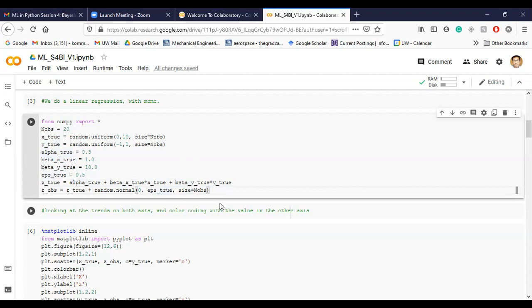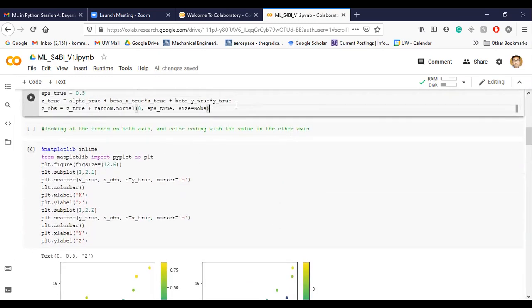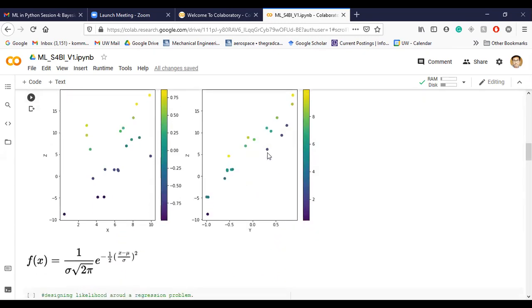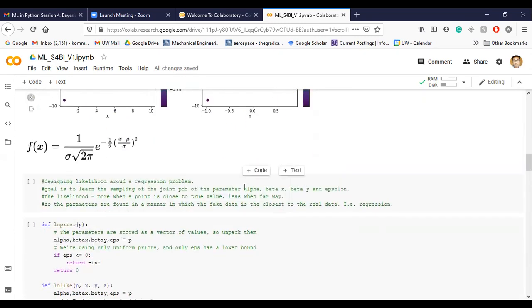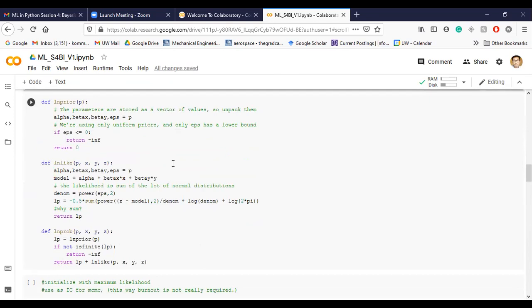So our goal is to basically use MCMC and use this data to go back to finding these parameters. This is all for data generation, so this step is not part of MCMC. So this is the kind of data which we have, and now, as we have seen, at the core of MCMC is the Bayes rule.